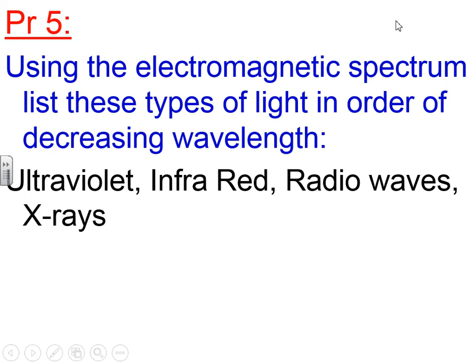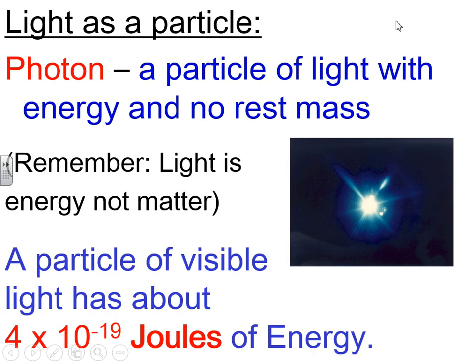Now we'll talk about light as a particle. We've talked about light as a wave. Now think of light as a little tiny particle coming at you. Now this particle is called a photon. It sounds like a proton, but photo means light, so that's why we use the word photon. Now light, remember, is energy and not matter, even though we're thinking of light as a particle here.